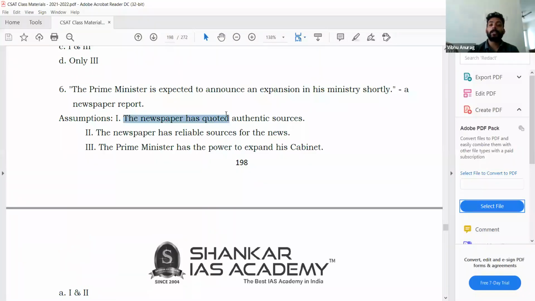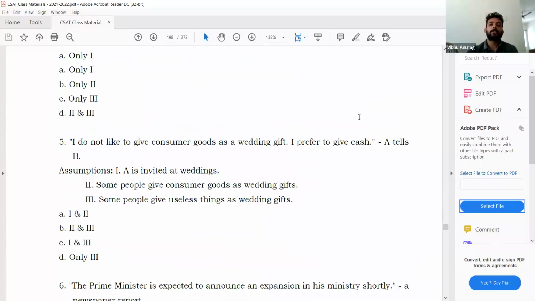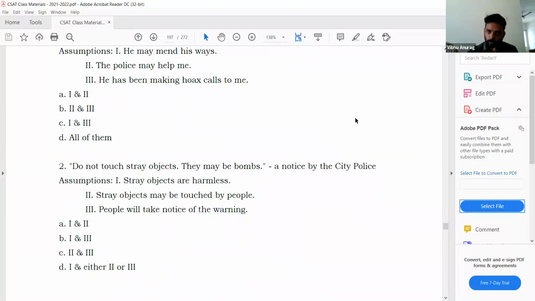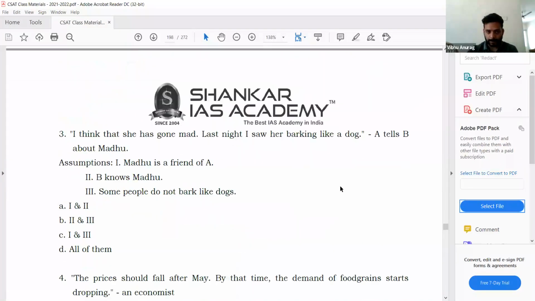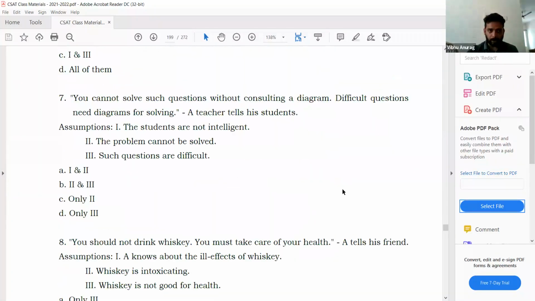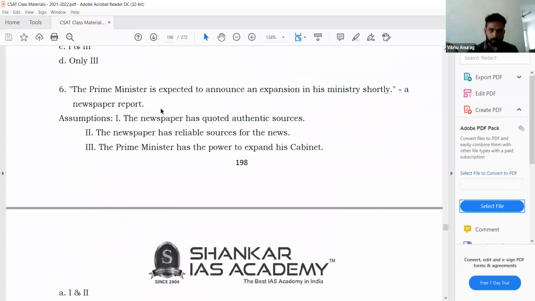Does the newspaper believe that it has quoted authentic sources? Yes, the newspaper believes it has quoted authentic sources because it has published the report. Same logic as the police notice. Does the police believe that people will take notice of the warning? Yes. Why am I saying yes? Because they published the notice. Otherwise, they will not publish the notice. Using the same logic, does the newspaper believe that it has quoted authentic sources? Yes. Otherwise, they will not publish it.